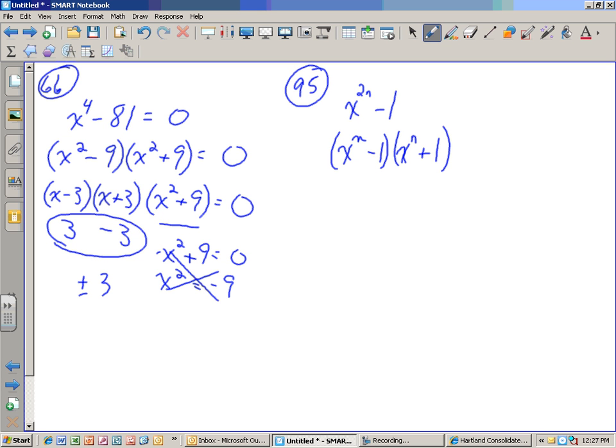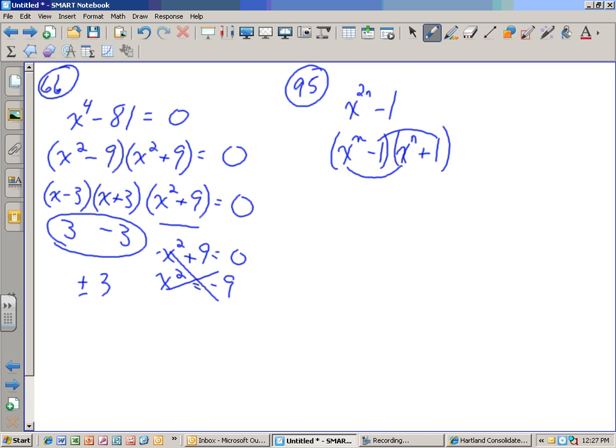When I multiply x to the n times x to the n, what do you do with the exponents? Add them. That's where I get x to the 2n. And then we have negative 1 times a positive 1 gives me the negative 1. Outside, inside terms are going to cancel.